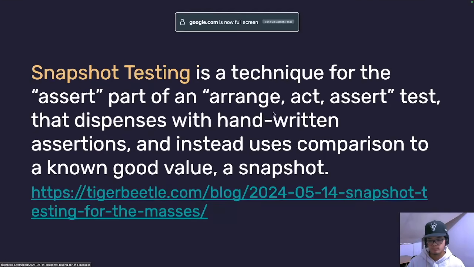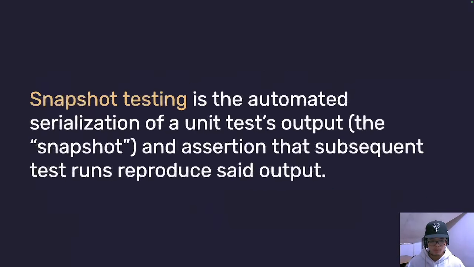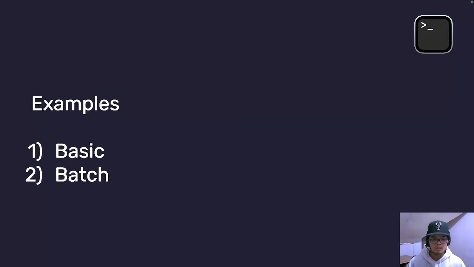This is quite a mouthful and hard to understand, so I'll simplify it in my own words. Snapshot testing is the automated serialization of a unit test's output, what we call the snapshot, and assertion that subsequent test runs reproduce said output. Let's take a look at 2 examples, a basic unit test and a batch of unit tests.